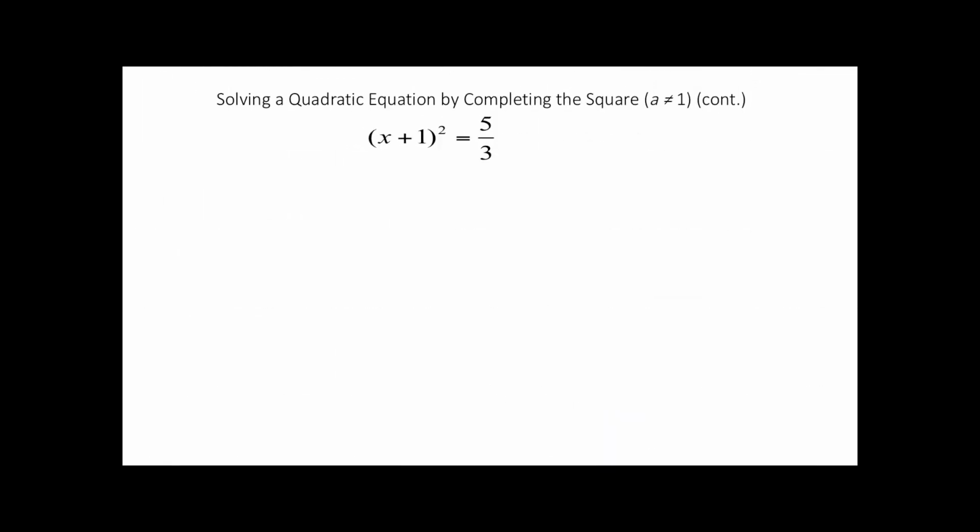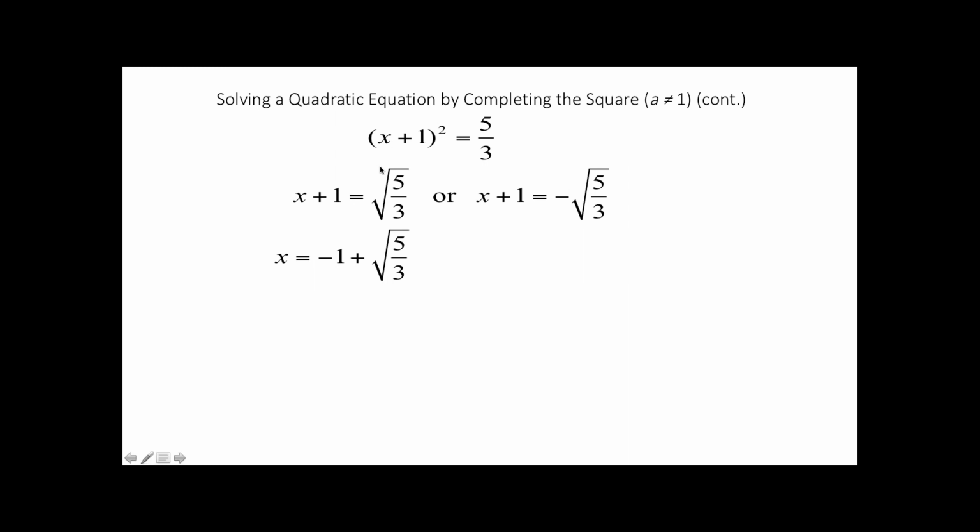Now use the square root property. So take the square root of both sides at this point. Don't forget the plus or minus. And in this case, let's solve them individually. So I have x plus 1 equals the square root of 5/3. We're going to subtract 1 from both sides. And we need to combine them somehow.